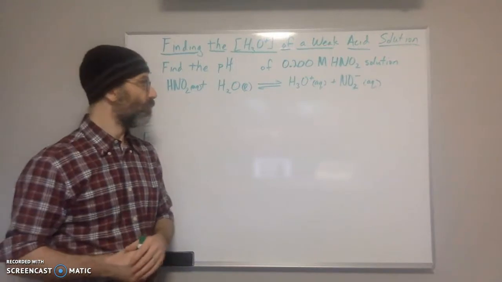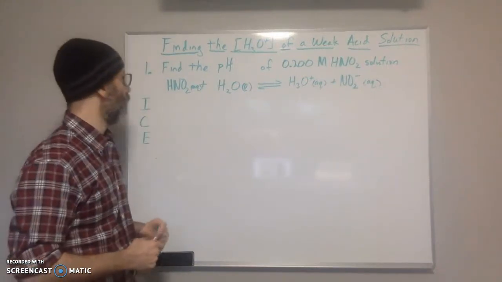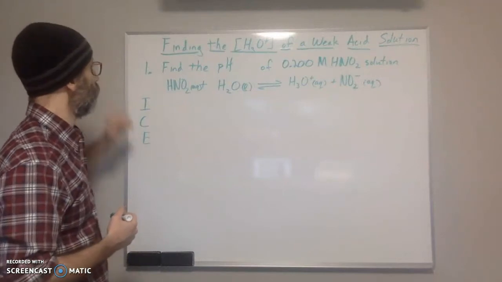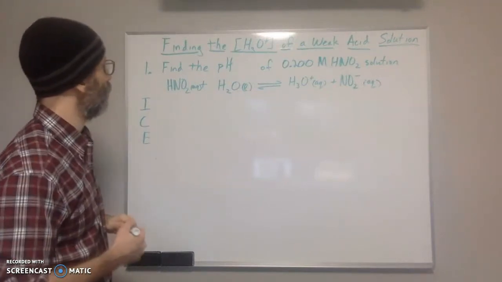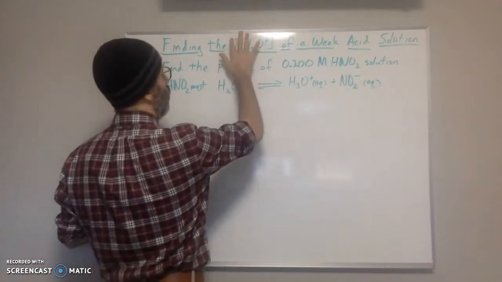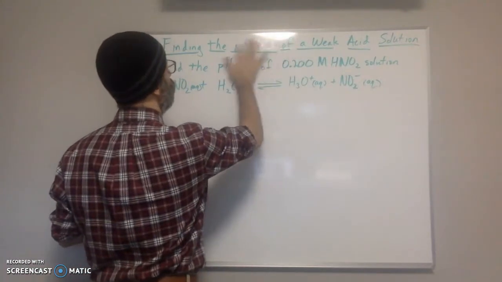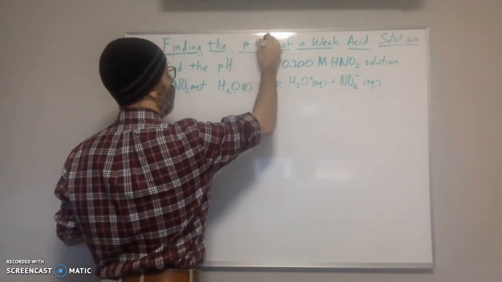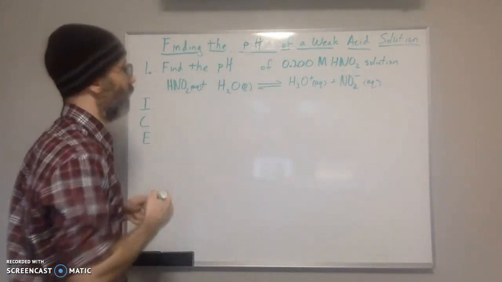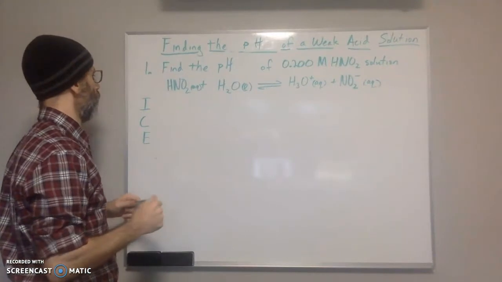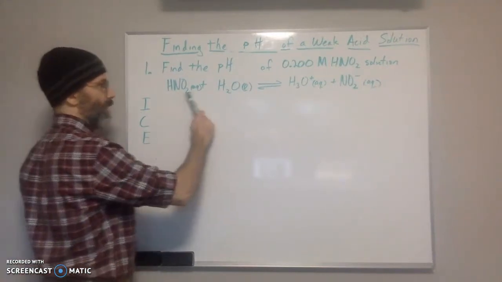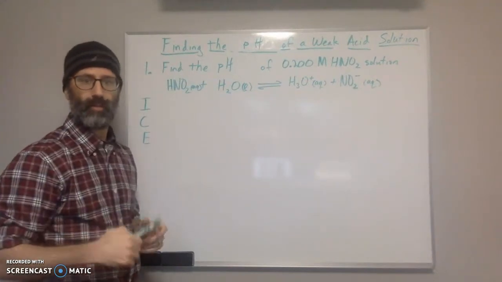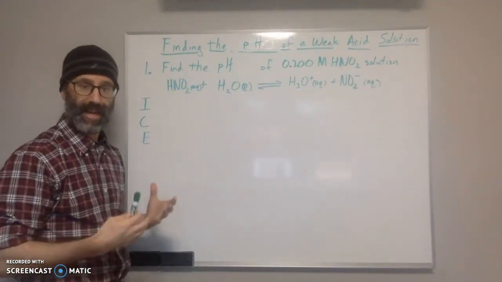So in this example, we're going to find the pH of a weak acid solution. The first thing you want to do is have a balanced equation. So here's our balanced equation. If they don't give you a balanced equation, you're going to have to write it out.